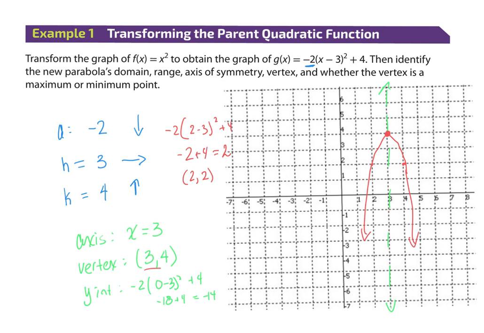So if I look at domain, well, domain's my x value. It's going to go indefinitely. I know it looks like it's going straight down, but it's technically going to the left and to the right indefinitely. So my domain is really all real numbers.